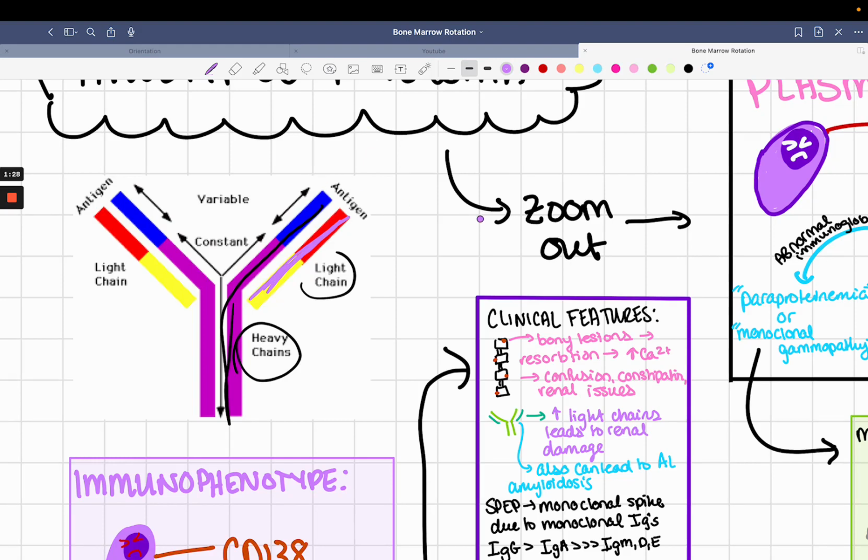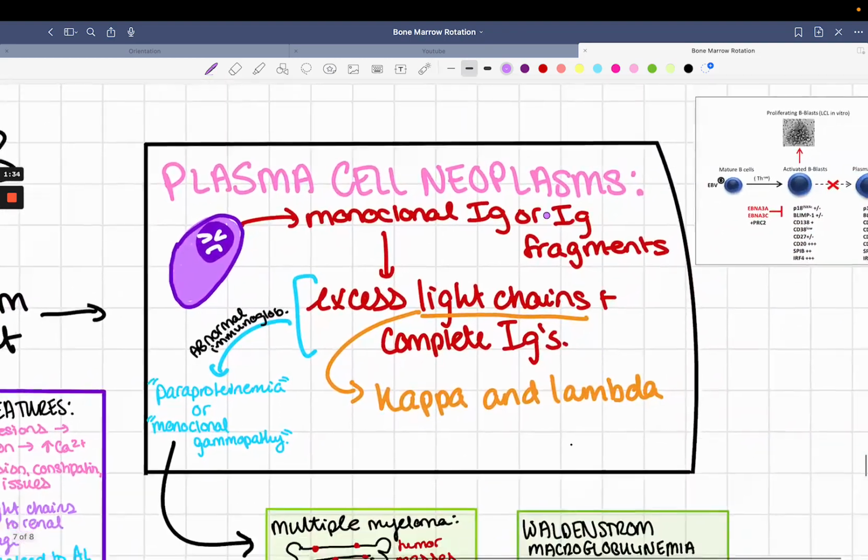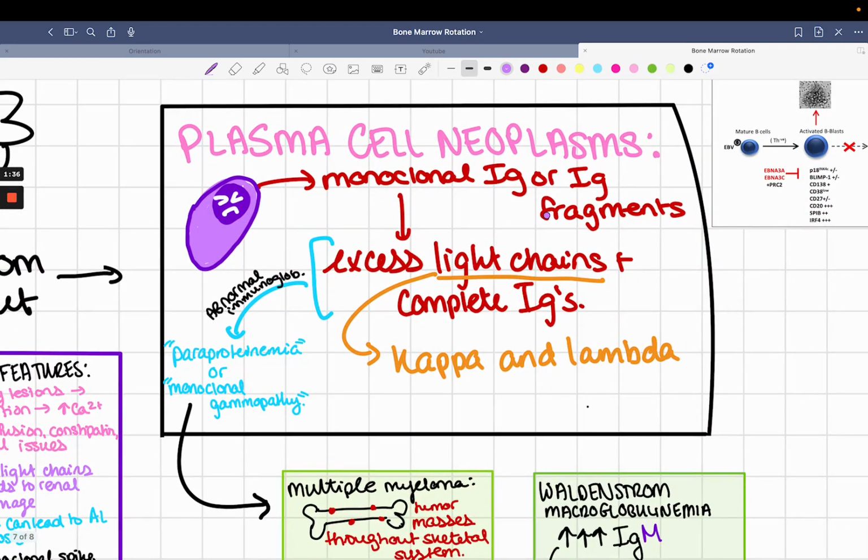So when we think about multiple myeloma, it's important to recognize that it does exist in a spectrum of many different diseases. These diseases are called plasma cell neoplasms. Why are they called this? Because there's a specific cell called the plasma cell, which is demonstrated here by this angry looking cell. Essentially these cells are the end product of B cell differentiation, and what they do is they produce the monoclonal immunoglobulins or immunoglobulin fragments.